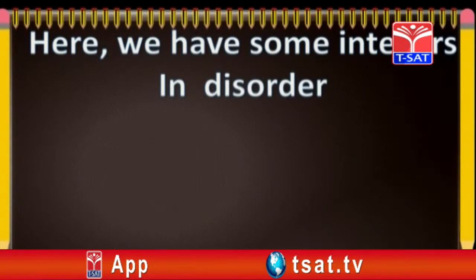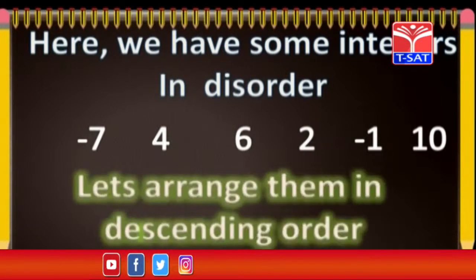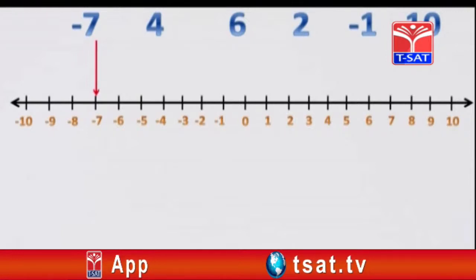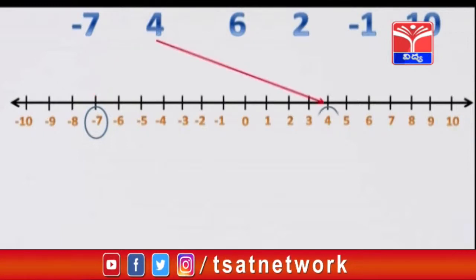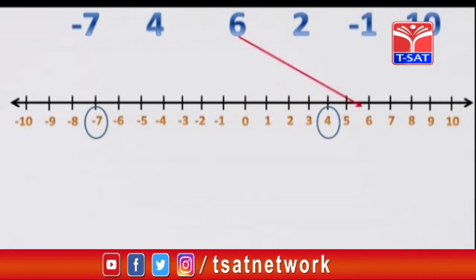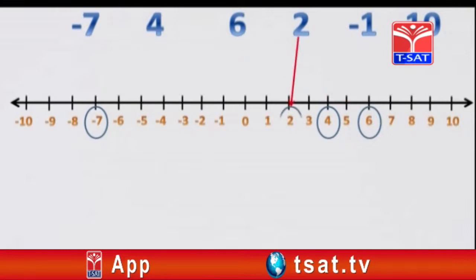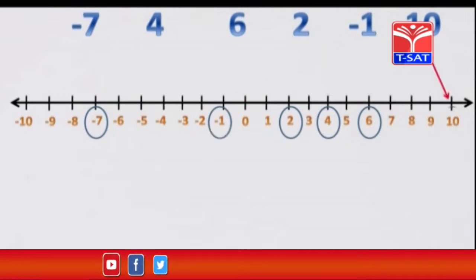Now we have some more integers. These integers are also in disorder, and let us arrange them in descending order now. Let's represent these numbers on a number line. First it is -7. Where is -7? Here is -7. Now indicate 4 on the number line. Where is 4? Here it is. Now 6. Here it is. Like that 2, and -1 next, and 10 finally.